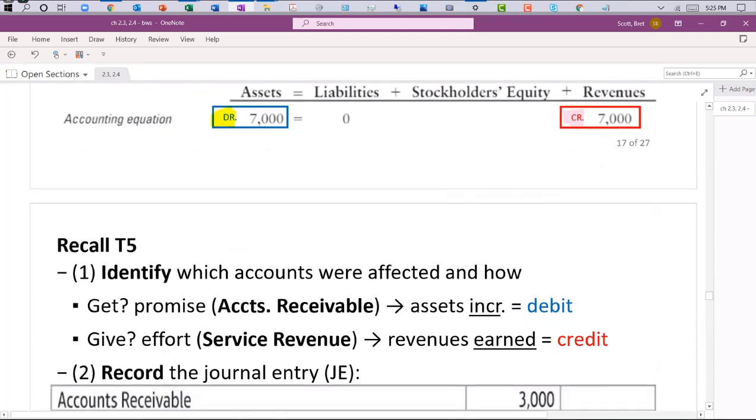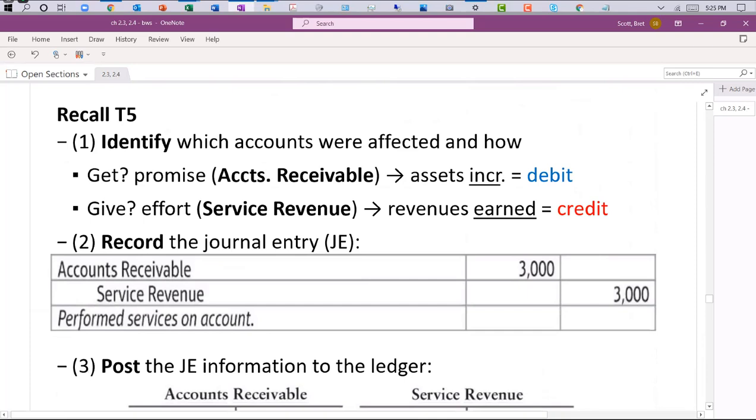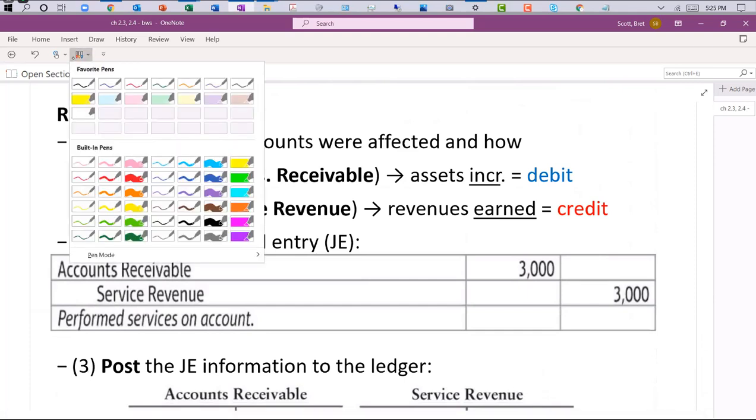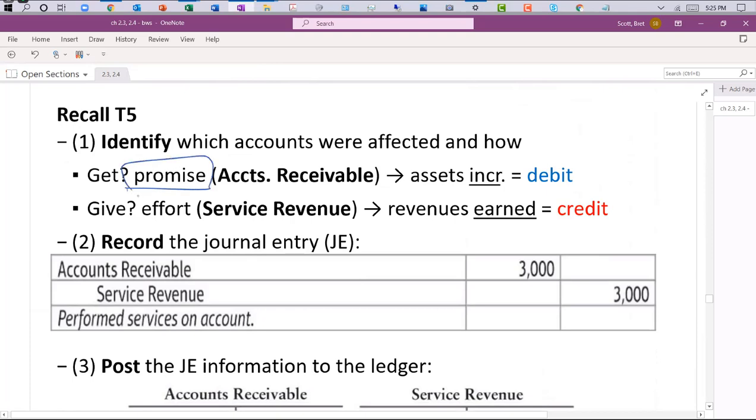We performed work. Again, what did I get in return? Well, I didn't get cash. I got a promise to receive cash later. A promise to receive is what we record in accounts receivable. Accounts receivable is an asset account. It's increasing. Therefore, the rule says we need to debit the account. I can start to build my journal entry right there.